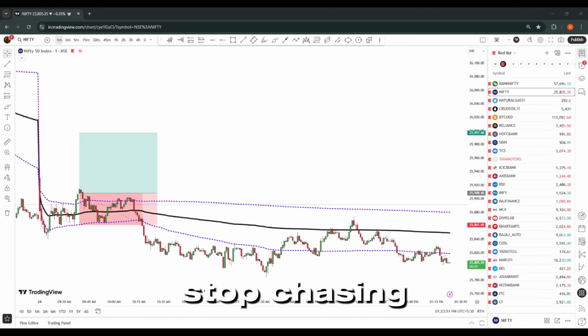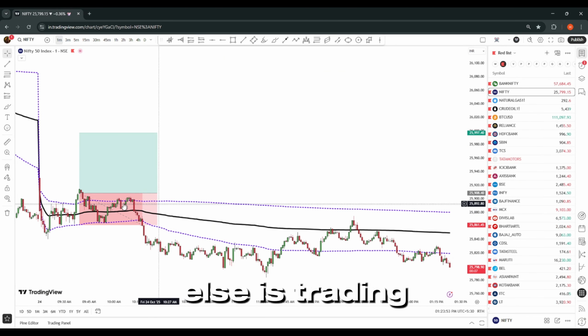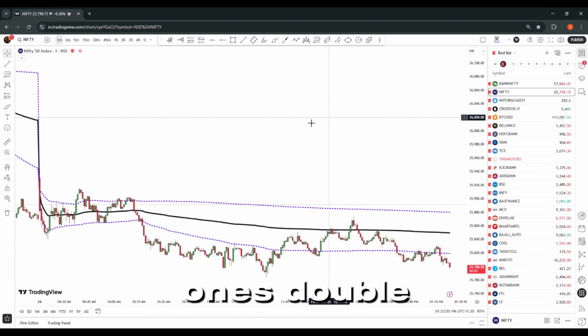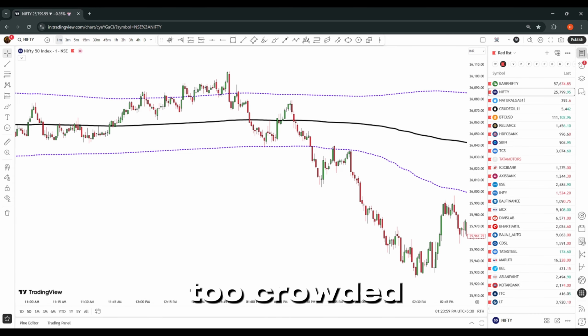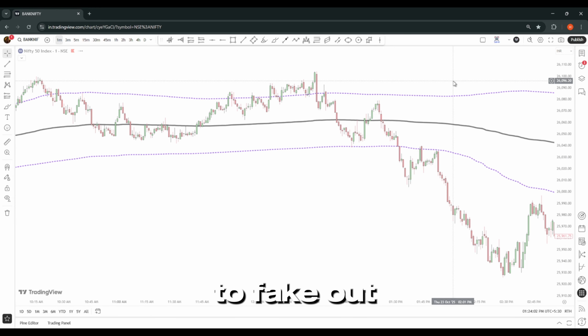Indian traders, stop chasing the same tired patterns everyone else is trading. You know the ones, double tops, head and shoulders, the stuff plastered all over YouTube. They're too obvious, too crowded, and too easy for institutions to fake out.